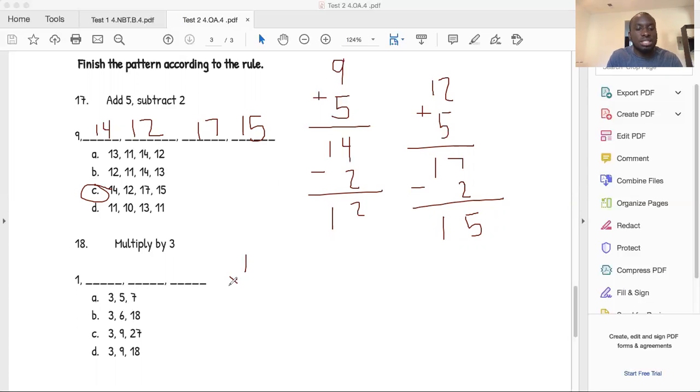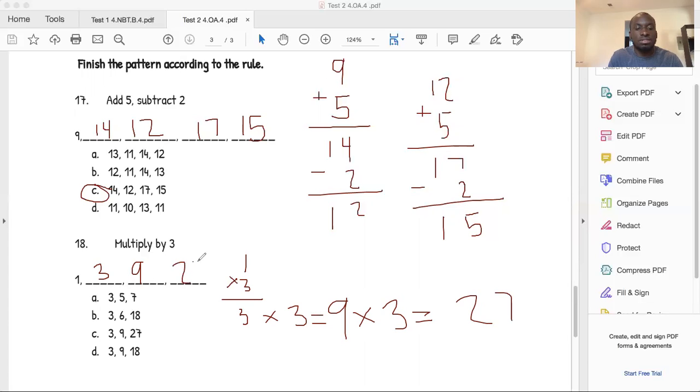1 times 3 is 3. So 3 is first. Multiply 3 times 3 equals 9. Multiply by 3, 27. Answer choice C. Yes, be sure to keep that pattern. It states it. You have to be able to follow that pattern.